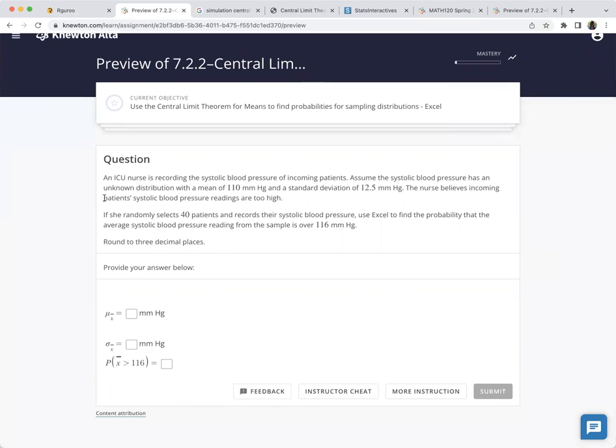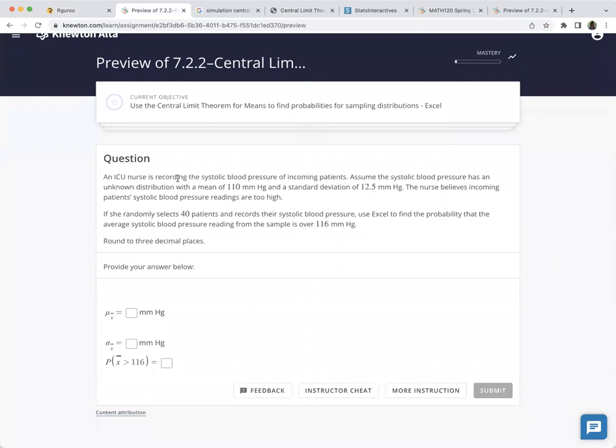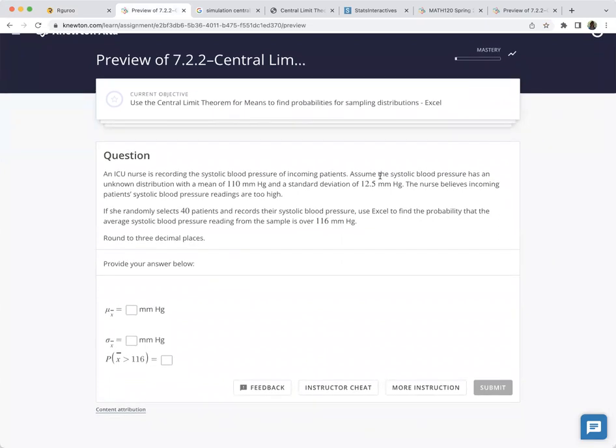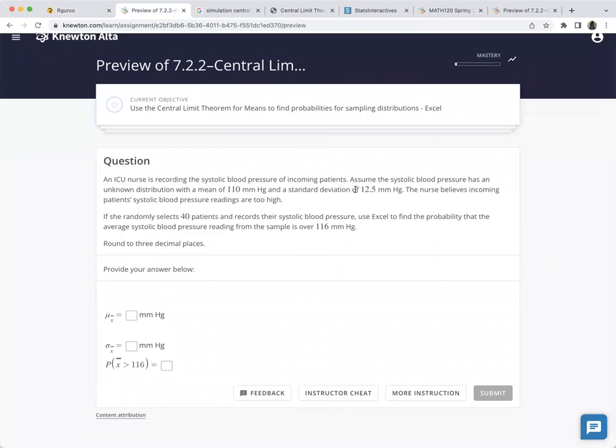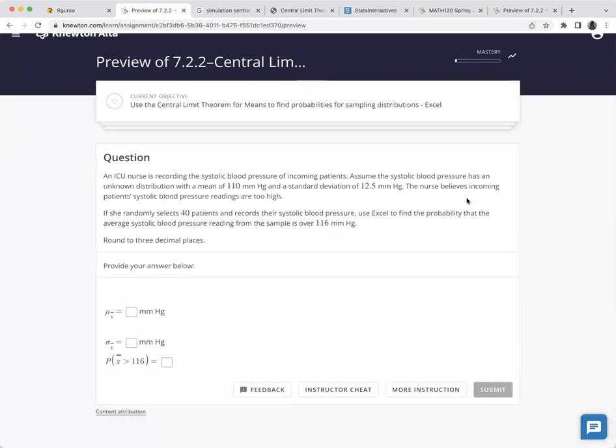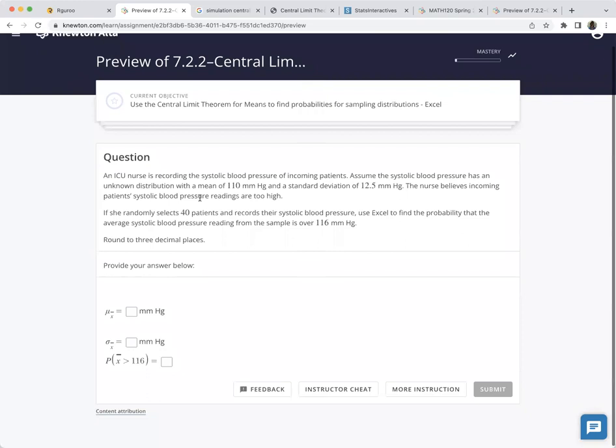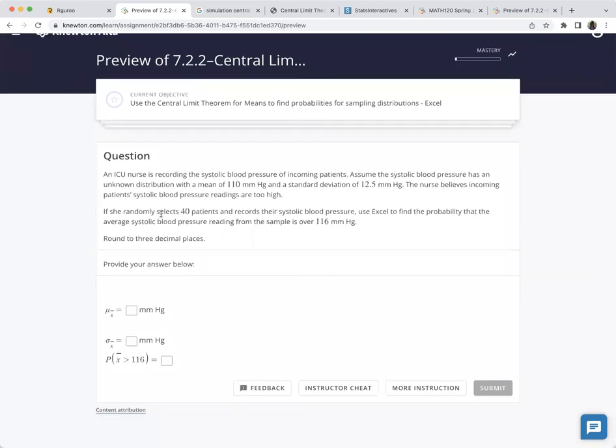So the first question in here is, an ICU nurse is recording the systolic blood pressure of incoming patients. We're going to assume that the systolic blood pressure has an unknown distribution, but that it has a mean of 110 and a standard deviation of 12.5. The nurse believes incoming patients' systolic blood pressure readings are too high. If she randomly selects 40 patients and records the systolic blood pressure, we are going to use RGuroo to find the probability that the average systolic blood pressure reading from the sampling is over 116.